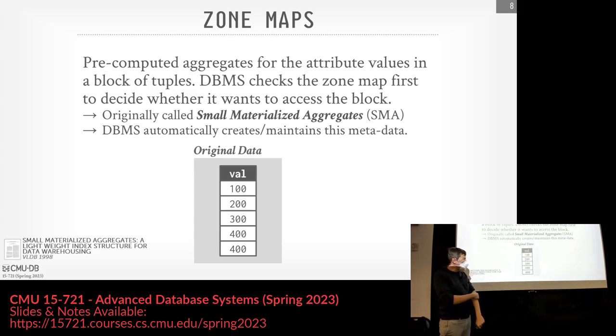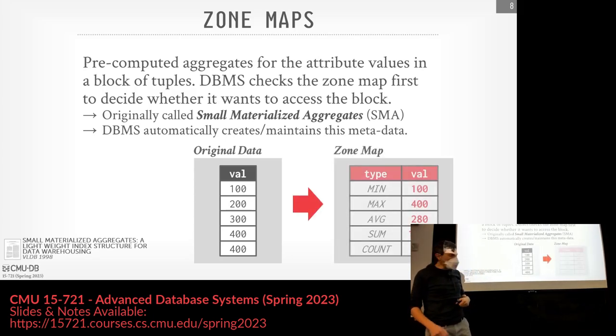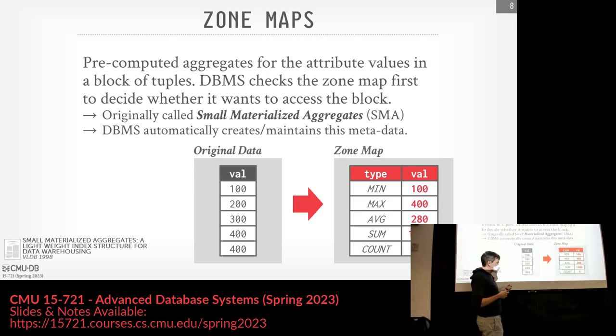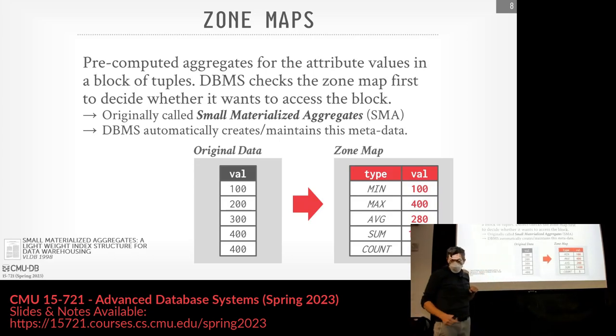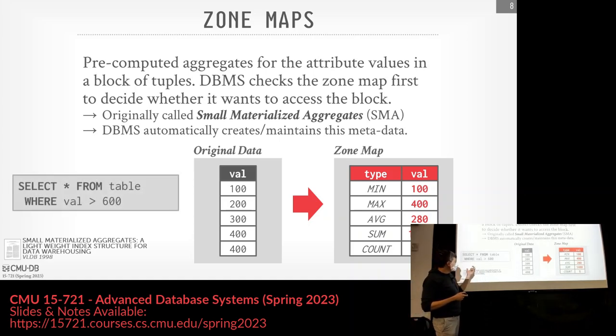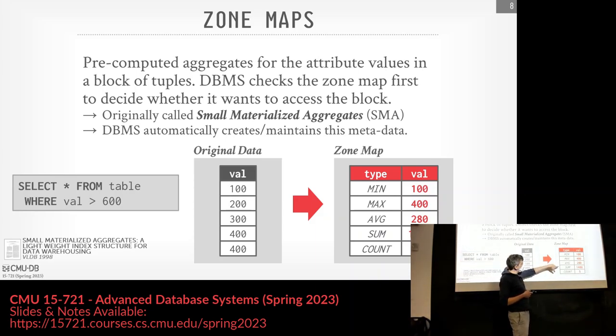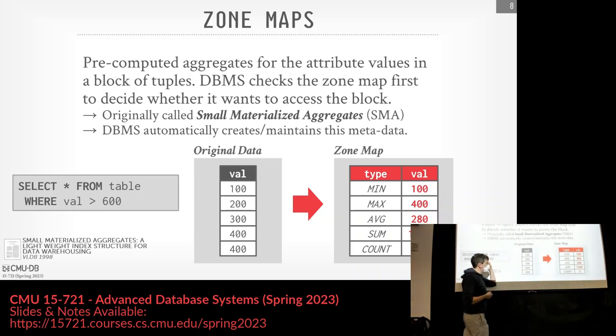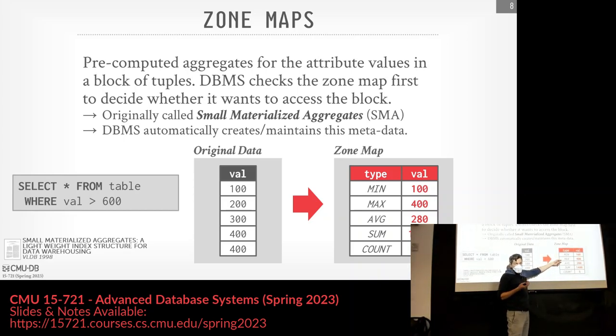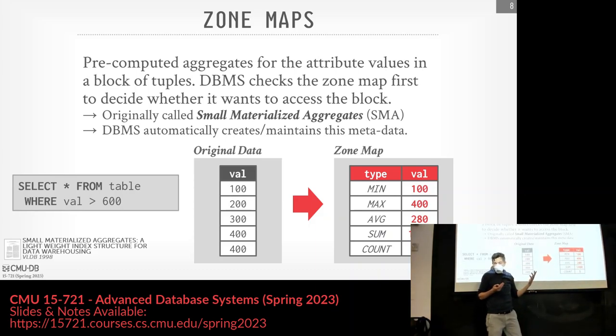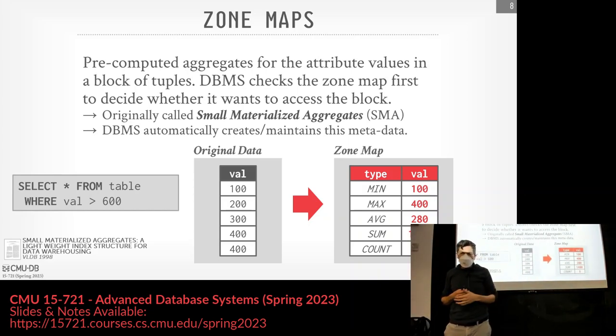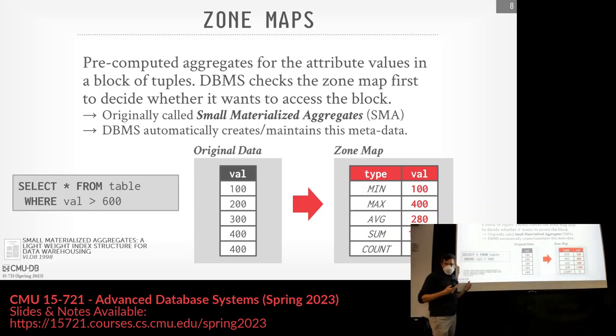So say I have a simple table with a single column that has five tuples. For the zone map, we could compute the min, the max, the average, the sum, and the count. Pretty straightforward. Now my query comes along: select star from table where value is greater than 600. The first thing I would do is go look in the zone map and say, well, I'm looking for a value greater than 600, but the max is 400. Therefore, I know there isn't going to be a value in this block of data that could match my predicate, so I can just skip it entirely. Pretty straightforward.